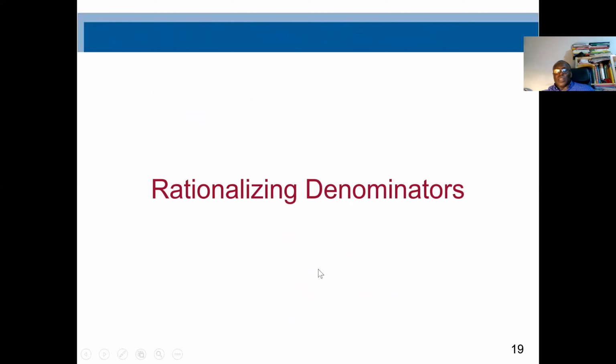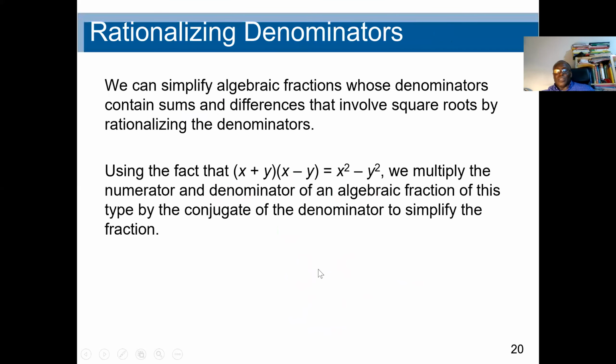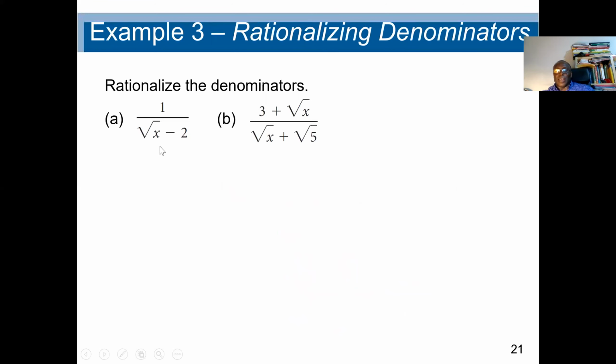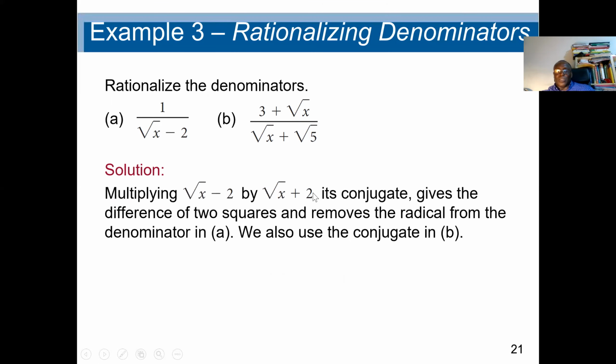We can also rationalize denominators. Rationalize denominators means we want to remove the radical sign. So if I have 1 over square root of s minus 2, the goal is to remove the radical sign. The same thing here also, we have square root of x and square root of 5. The main goal is to remove the radical signs. So the only way I can remove the radical sign here is maybe using difference of 2 squares. So that square will cancel the square root.